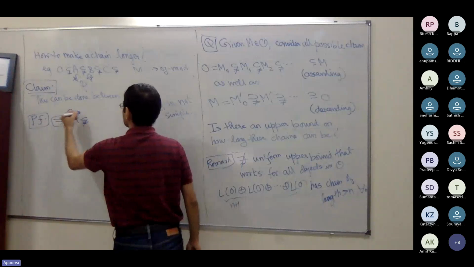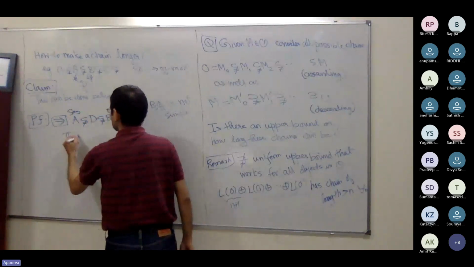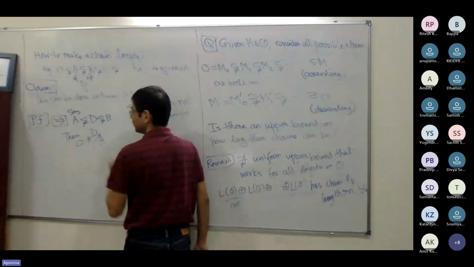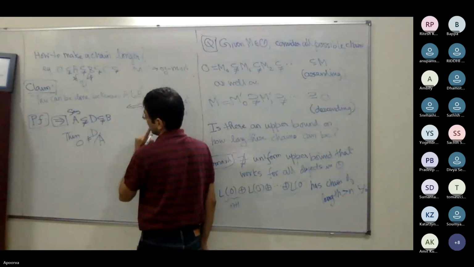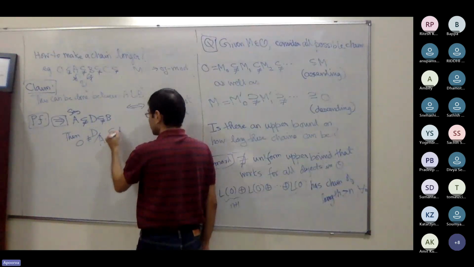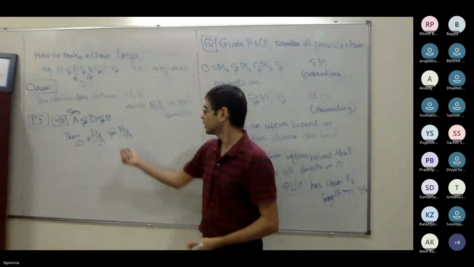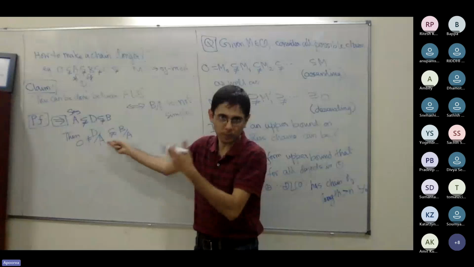So say A in B, then what does it mean? Then it means that B mod A is, first of all, a non-zero submodule because B is not equal to A. Second of all, this is properly contained in D mod A because B is properly contained in D. So therefore, this quotient module cannot be simple because it contains a non-zero proper submodule.